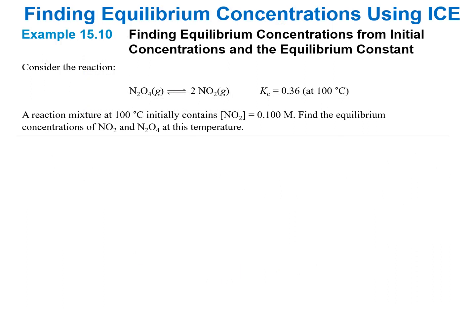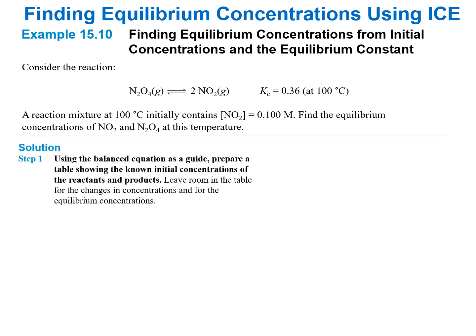So we're being asked to consider the reaction between dinitrogen tetraoxide and nitrogen dioxide. And if we read through, we have one concentration value given right here for nitrogen dioxide. And we're being asked to find the equilibrium concentrations at this particular temperature. Oh, and we're given the equilibrium constant for the concentrations. All right, so what is the first thing we're going to do?